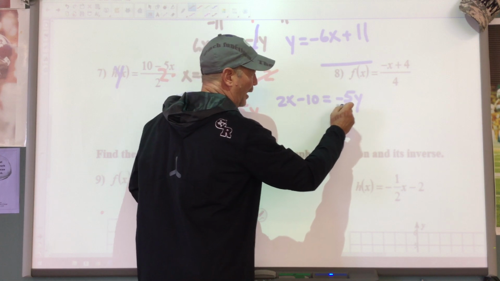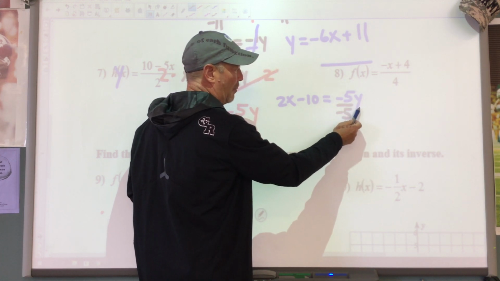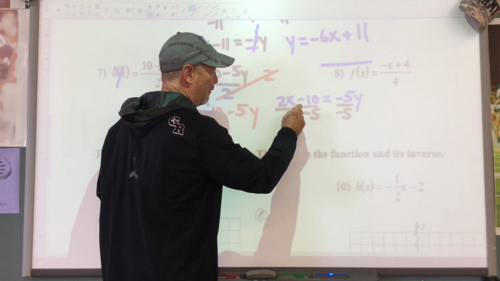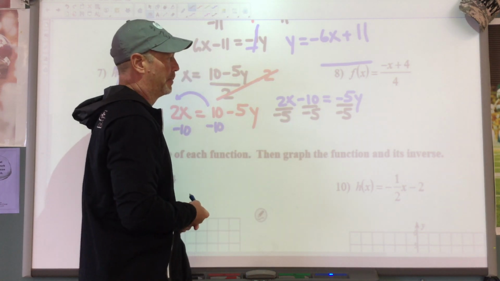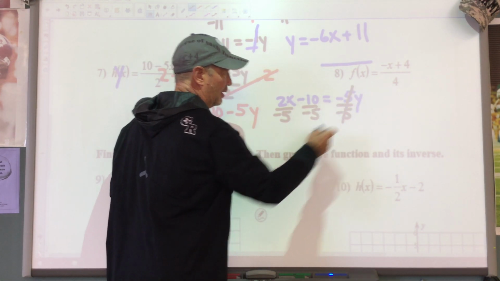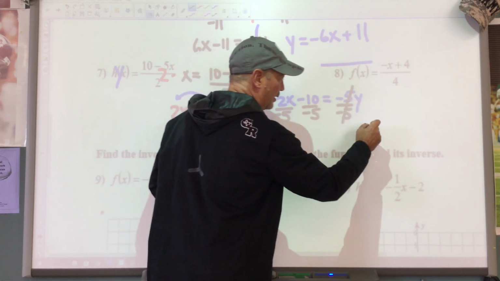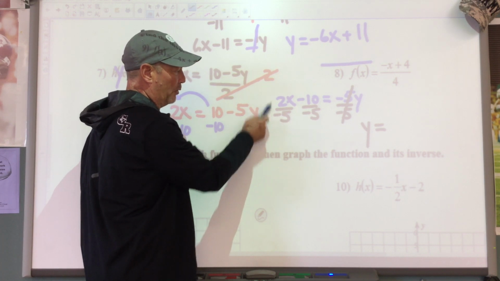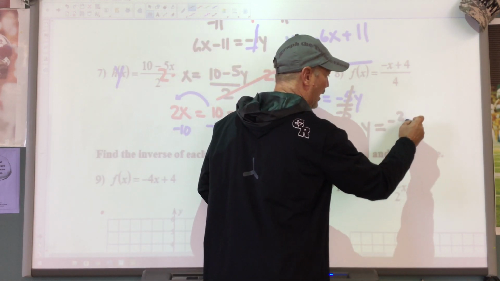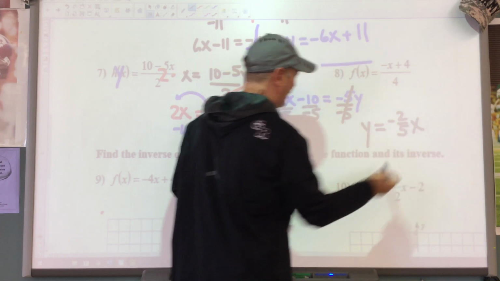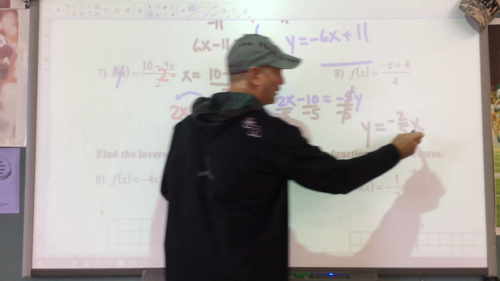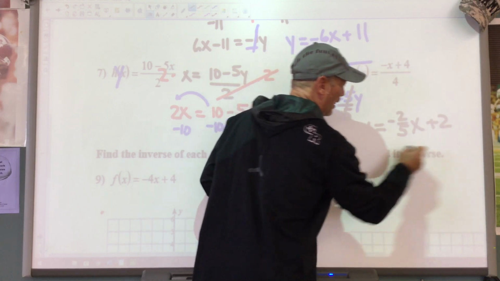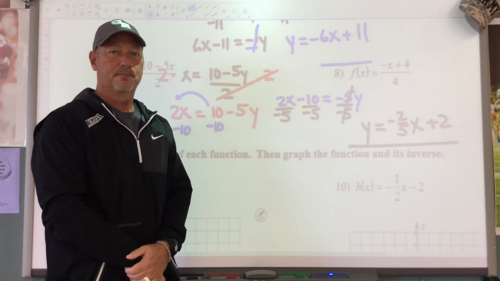Almost done. We're going to divide by negative 5. To get the y by itself, we're going to divide by negative 5. We're going to divide each term. Everybody gets divided by negative 5. This will cancel. That will leave me with y equals 2 divided by negative 5. It does not reduce, so this will be a negative 2/5 x. Negative divided by a negative is a positive. 10 divided by 5 is 2. That will be your inverse of the function.